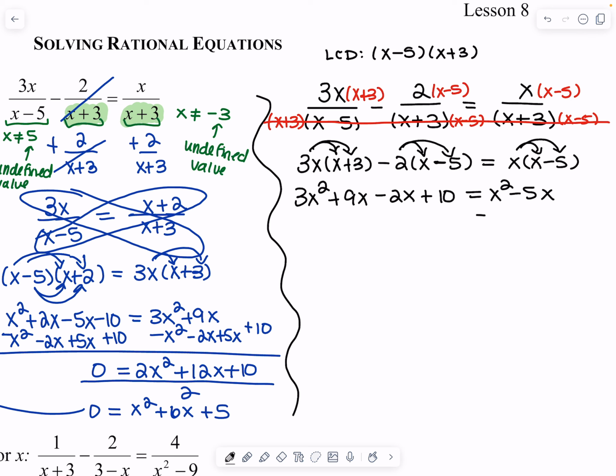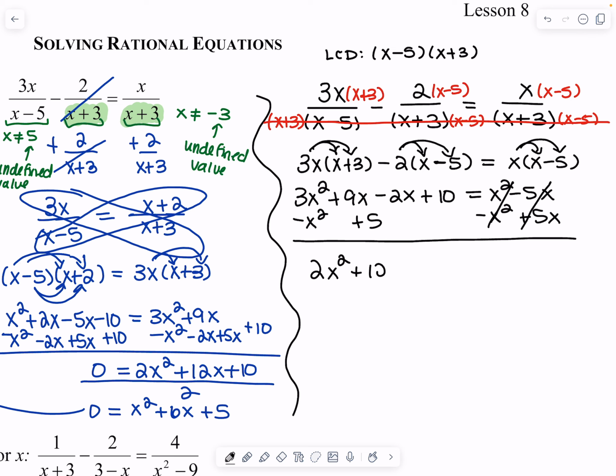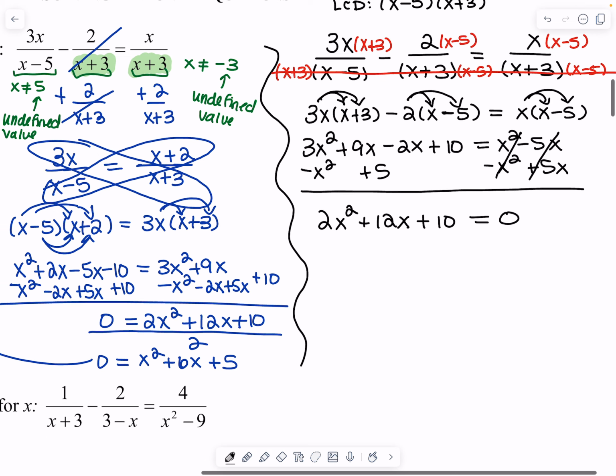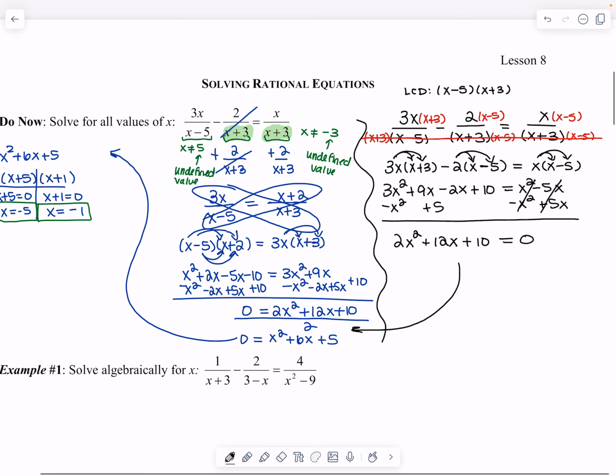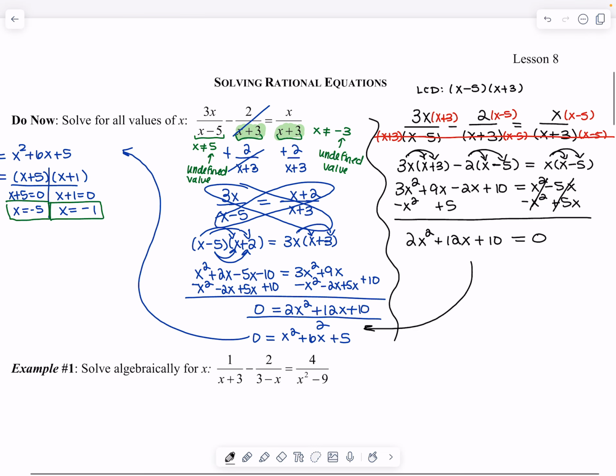This one's just a little bit different in terms of the way the terms ended up, because we went about solving this slightly differently than our last problem. But we should end up with the same standard form quadratic of 2x squared plus 12x plus 10 equals 0. And then from there, the steps would be the same as what we did down here, and we would end up with the same answers of -5 and -1.